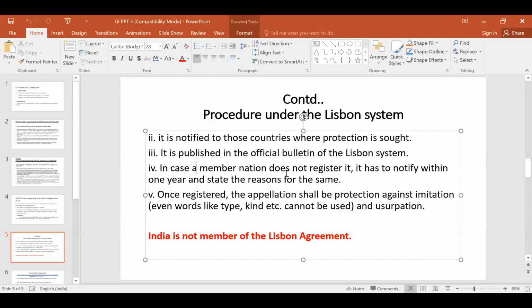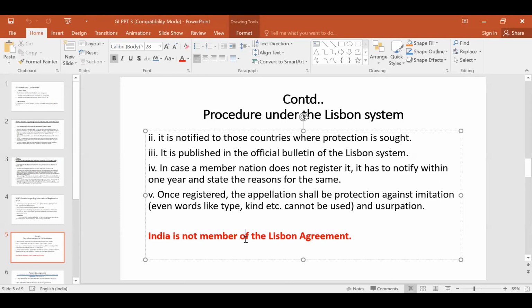And in case the member nation does not register my GI, it has to notify within 1 year. It also has to mention the reasons why it has denied registration to my GI in their country. Now, once it is registered, the appellation of origin shall be protected against any kind of imitation. So against false appellation of origin, misleading appellation of origin, all kind of protection will be offered under the Lisbon system. However, India is yet not a member of the Lisbon system.